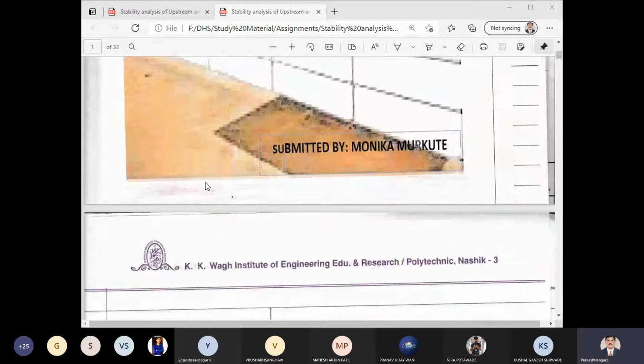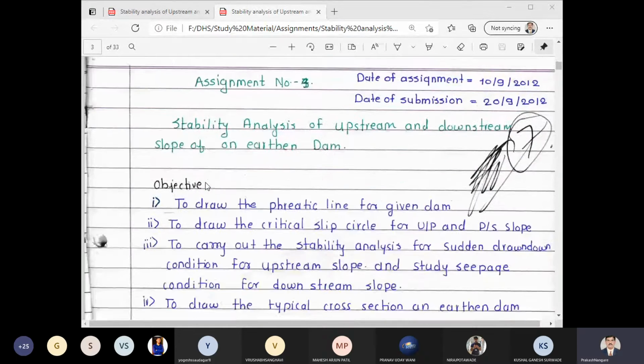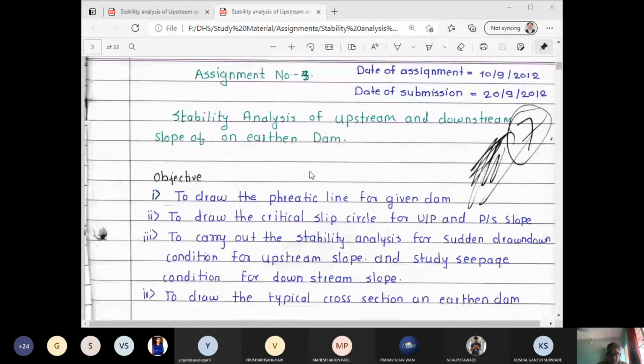So this is the section of the dam. This is the assignment we have taken from the KK work. It is a good assignment and we have selected it for the presentation, because the entire student group carried it out very nicely. The title is nothing but how to improve the stability for the upstream and downstream side of an earthen dam.